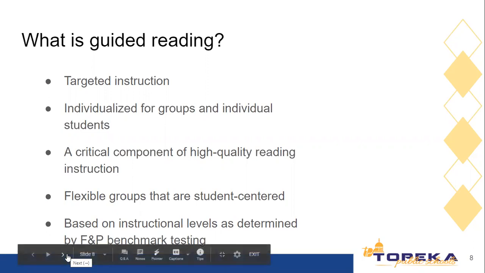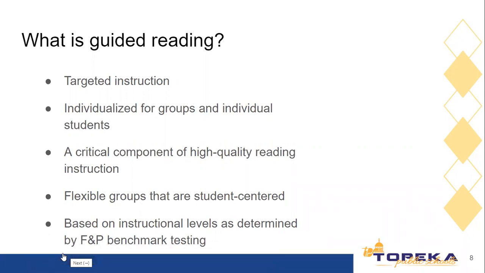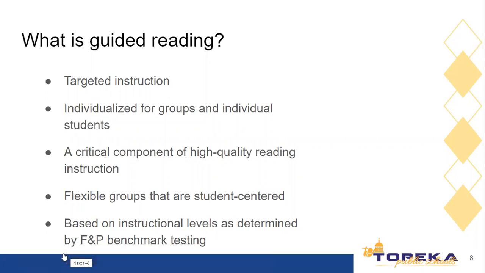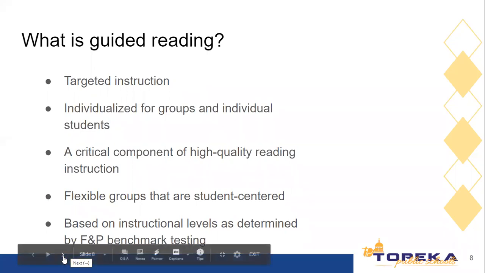Once we test a student on their F&P level, we want to make sure that we are also being flexible, and that a student may need to move temporarily to another group due to a skill deficit, or seeing if a student is ready to assume a higher text level.